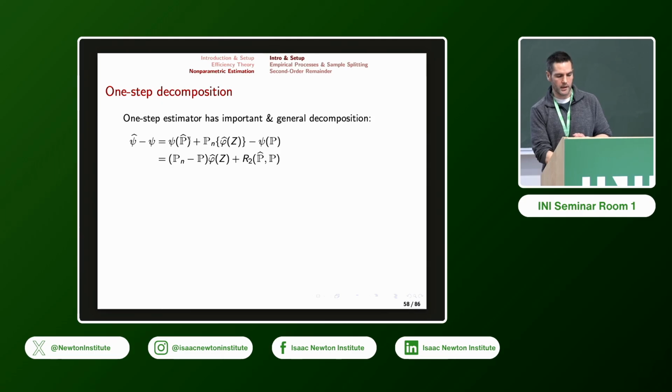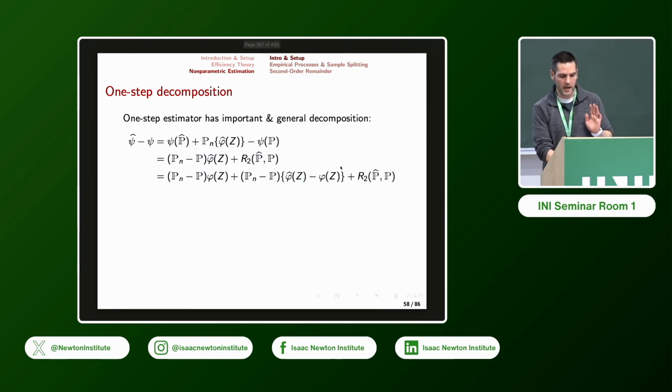Sorry, I think I said something a little weird there. All I did here is I plugged in the Taylor expansion. So that tells me something about psi p hat minus psi p, which is that it looks like minus the expectation of the influence function plus a remainder term. So all I did was plug in the Taylor expansion.